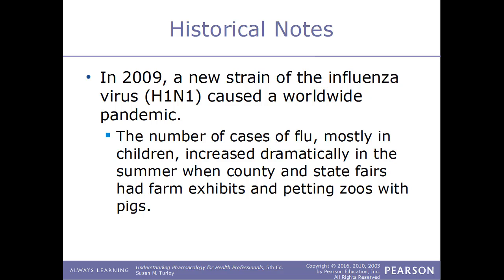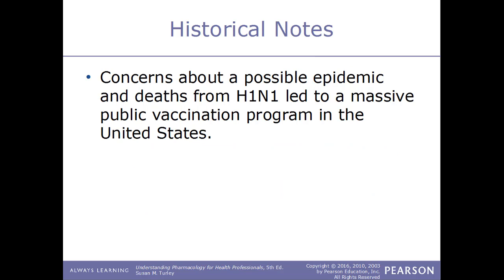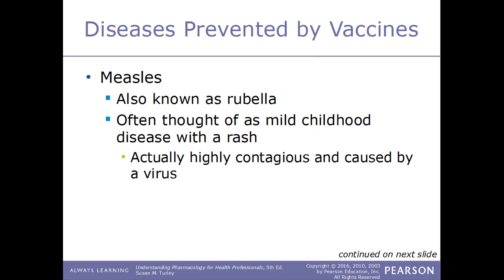The number of cases of flu, mostly in children, increased dramatically in the summer when county and state fairs had farm exhibits that contained petting zoos, and those petting zoos had pigs. Now, concerns about a possible epidemic and deaths from H1N1 led to a massive public vaccination program in the United States. Some other examples of diseases that have been prevented by vaccines.